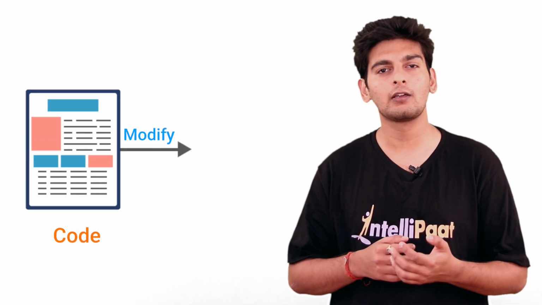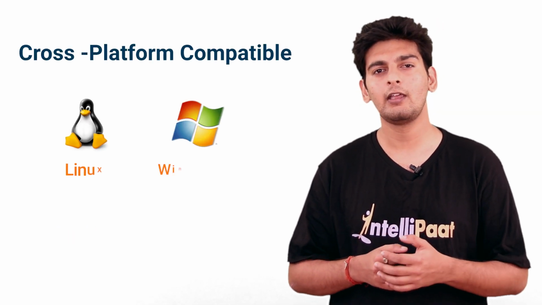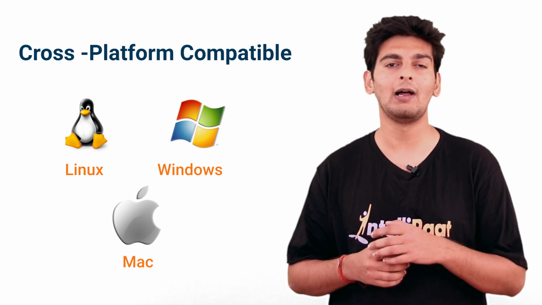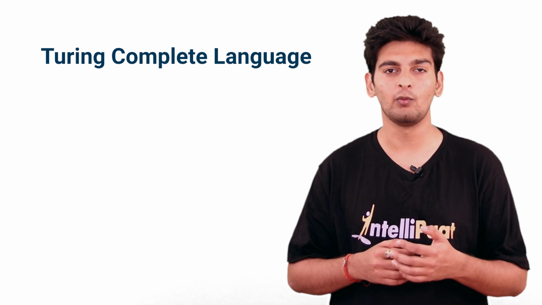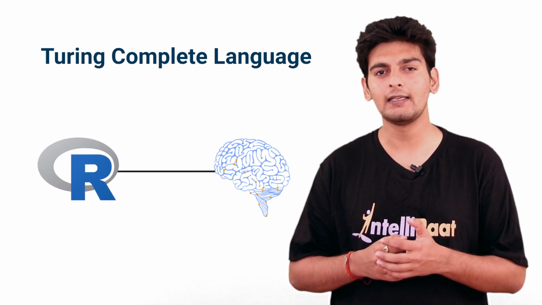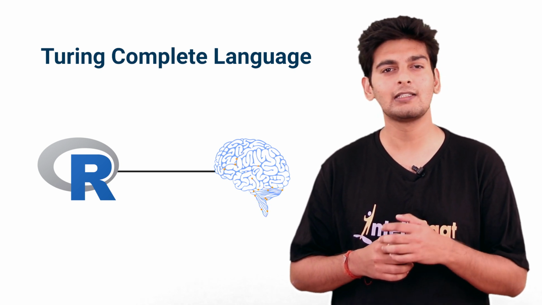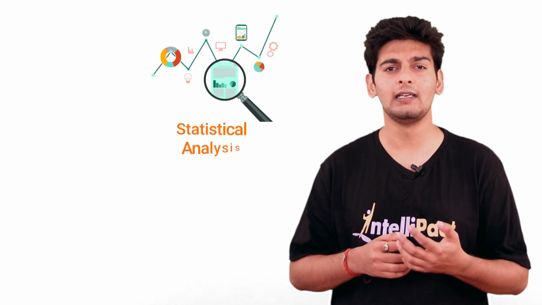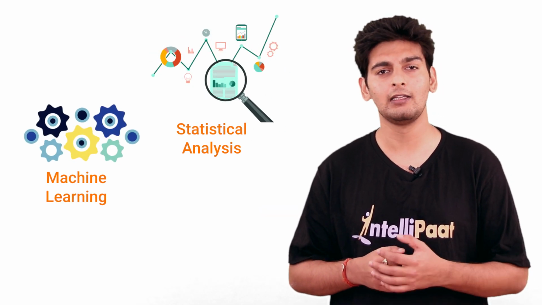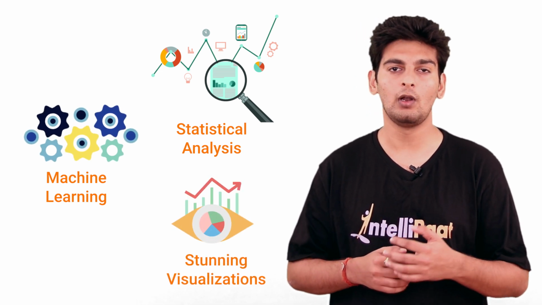And since R is an open source software, you can actually modify the code and add your own innovations to it. And being cross-platform compatible, you can run the same R code on multiple operating systems. And the best thing about R is, it is a Turing complete language. That is, it can perform any task which a Turing machine can. Now that is amazing, isn't it? So this is what makes R such a powerful language. So you can do multiple operations with R, such as statistical analysis, implement machine learning algorithms, and also create stunning visualizations, all with this super language called R.